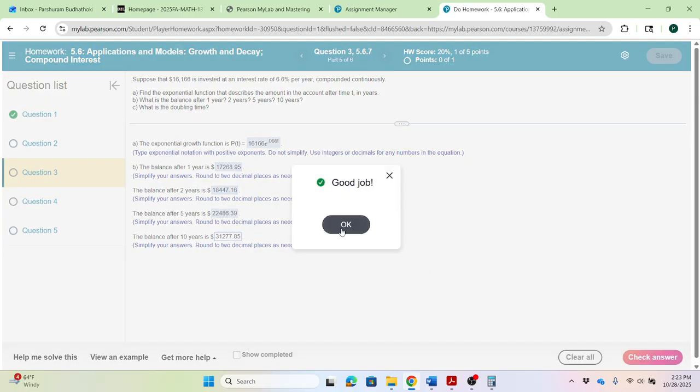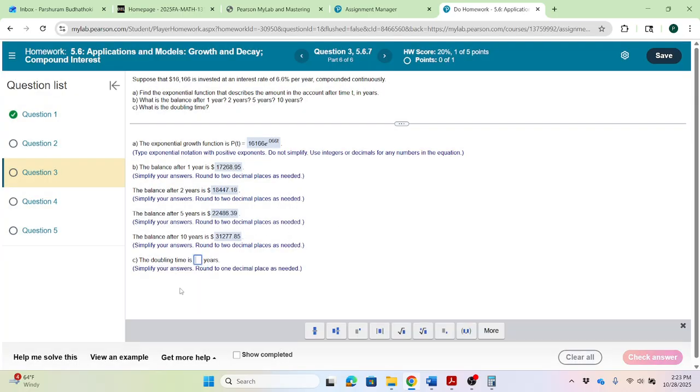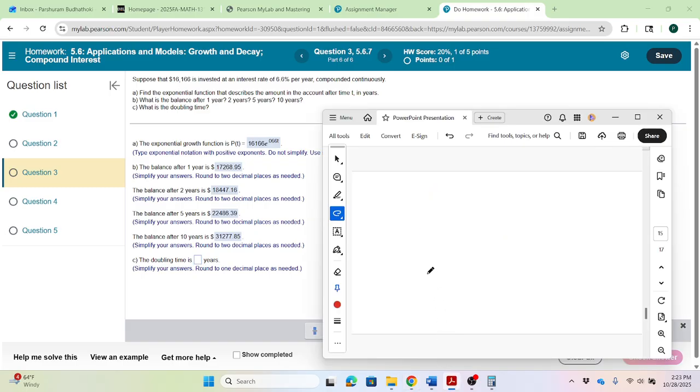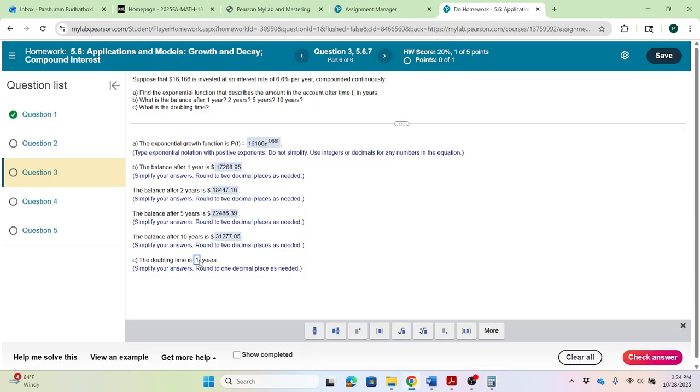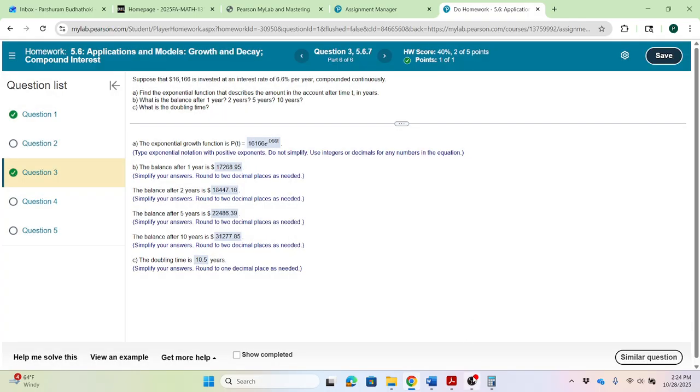Okay. And the doubling time means $16,166 becomes 32,000, and then just double it. And there is another formula too for the doubling. It's just basically ln 2 over k, which is, type ln 2, divide this by the rate, which is 0.066. That's the doubling time, which is 10.5 years. It doubles after 10.5 years. Okay, that's all for this section.